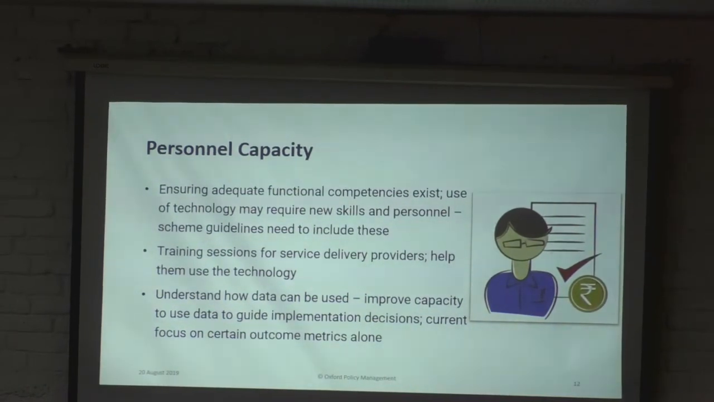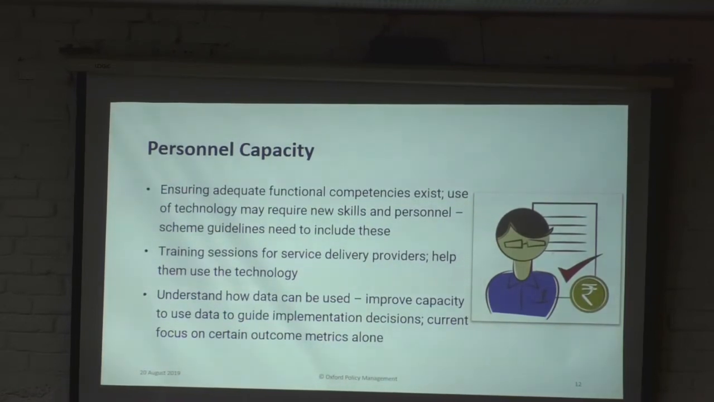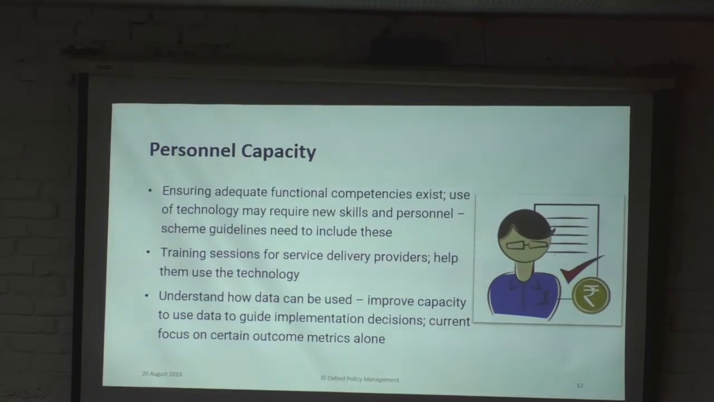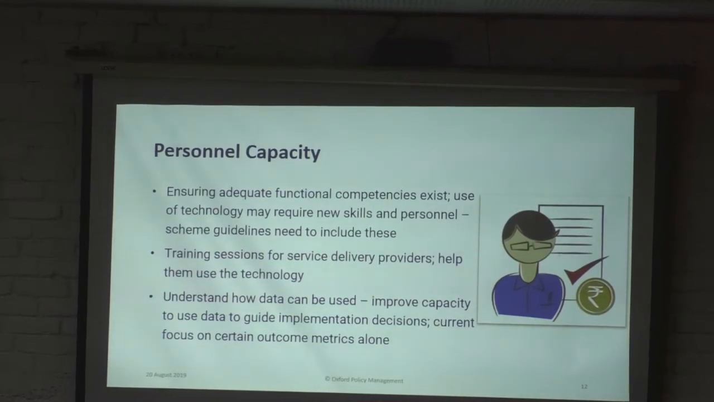And the last bit is understanding how data can be used. Each of these schemes is actually collecting a lot of really rich data around socioeconomic indicators, health, nutrition, education, that can be used for funding decisions, for implementation decisions, for staffing decisions. But what we see is invariably there's one success metric, right? Either it's the number of beneficiaries that are enrolled into the program. If you look at the JSY, then it's the number of institutional births that have happened.